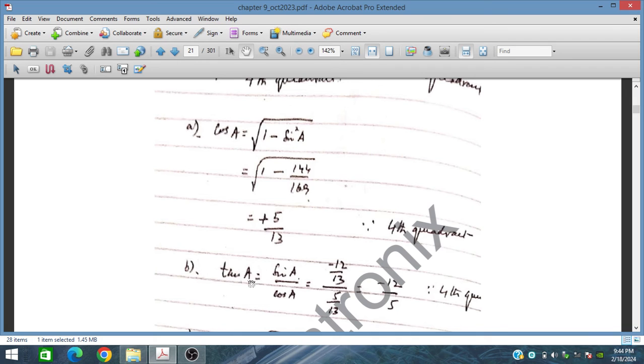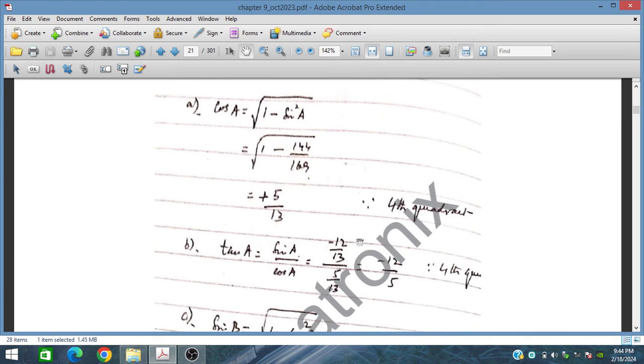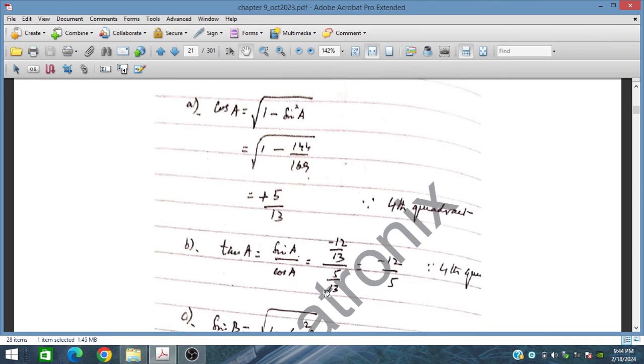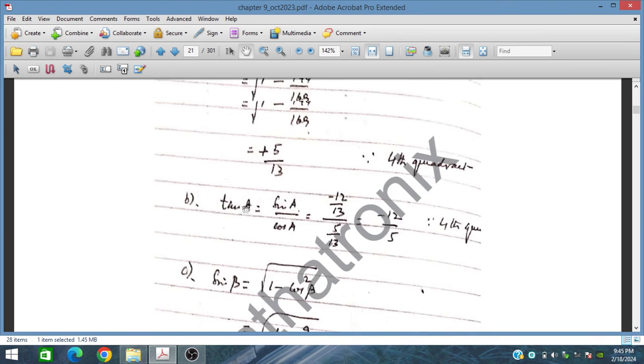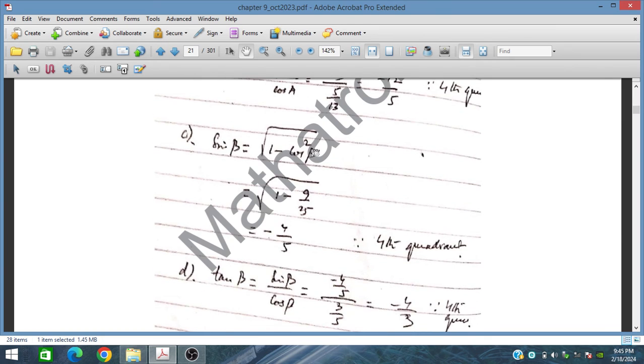So tangent A is sine A upon cos A. Sine A is given as minus 12 upon 13, so here minus 12 upon 13, and cos A we have just obtained as 5 upon 13, so minus 12 upon 5, which is in the fourth quadrant. So sine B can be obtained from the square root of 1 minus cos square B, 1 minus 9 upon 25, and from this we have a negative value because this is plus minus, and we have selected only minus because sine is negative in the fourth quadrant, so this is minus.